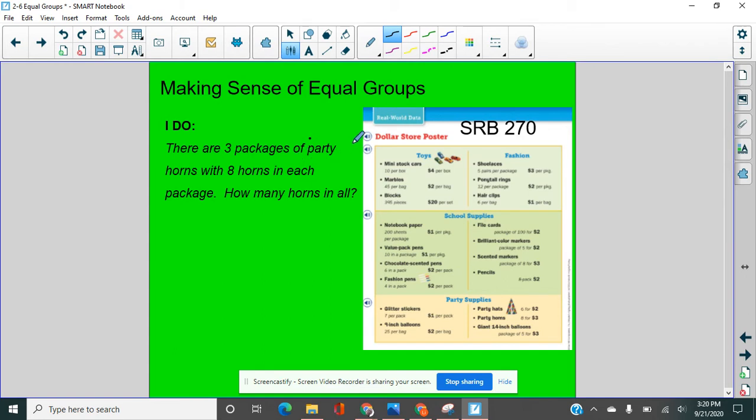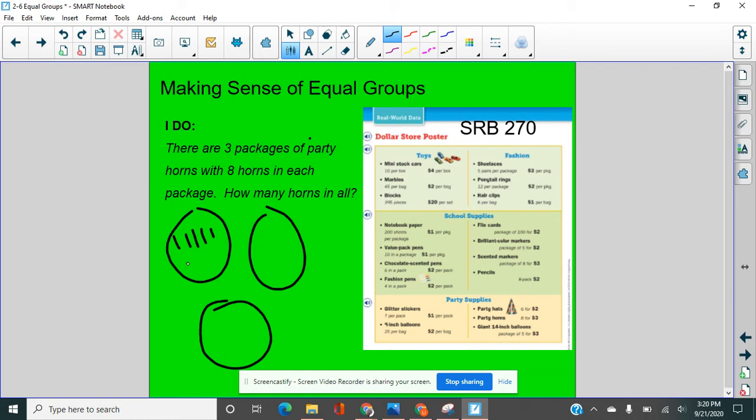So first I'm going to do kind of a slow method. Okay, so 3 packages, 1, 2, 3, and I'm going to put 8 in here. 5, 6, 7, 8. See, it's taking me a long time. And like I said, if you need this, you go ahead and do it. But I'm going to encourage you.